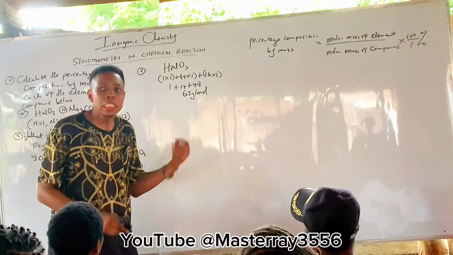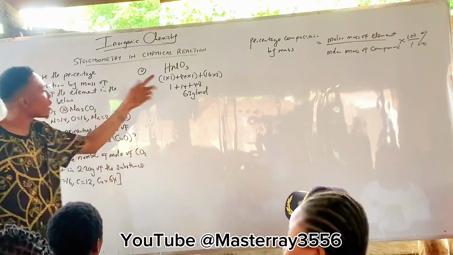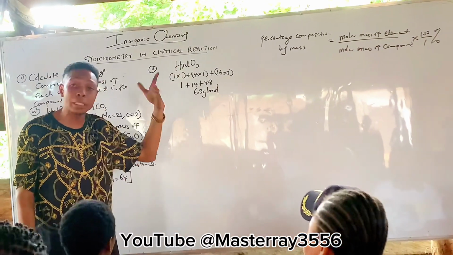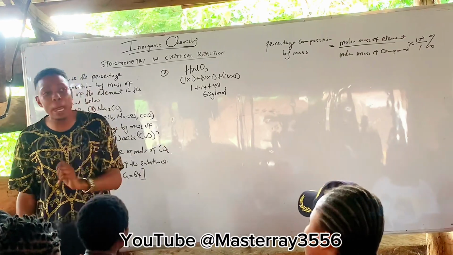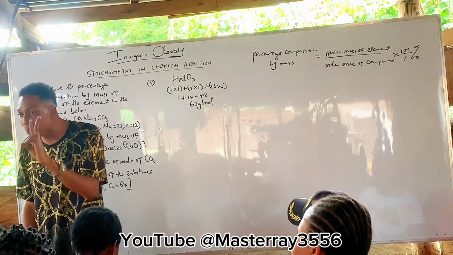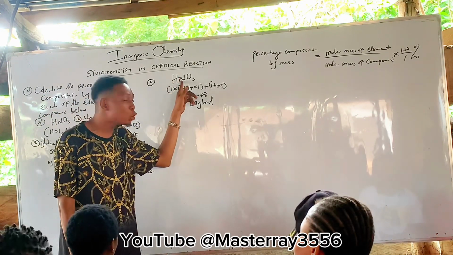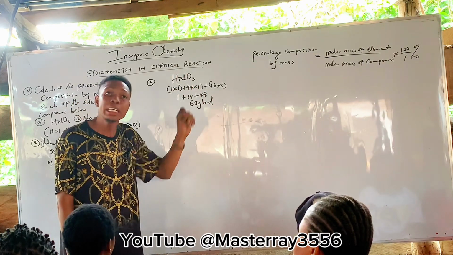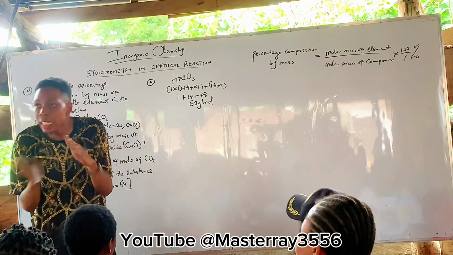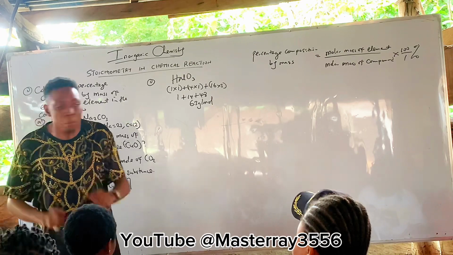Now sometimes they might ask you to look for maybe the percentage composition by mass of nitrogen present in the compound, or of oxygen present in the compound. But this time they didn't specify. Instead they ask us to calculate for each of them. Now you look for the percentage of hydrogen, the percentage of nitrogen, and the percentage of oxygen. If they ask for just oxygen, you look for oxygen. If they ask for just nitrogen, you look for nitrogen. Is that clear? All right.